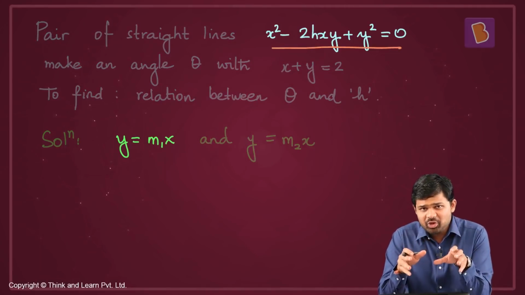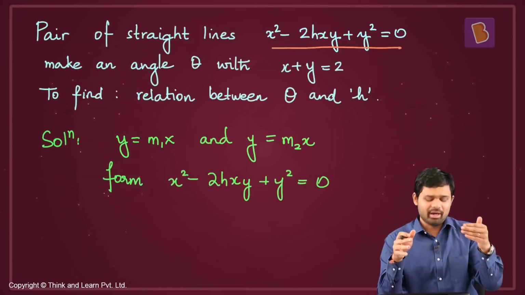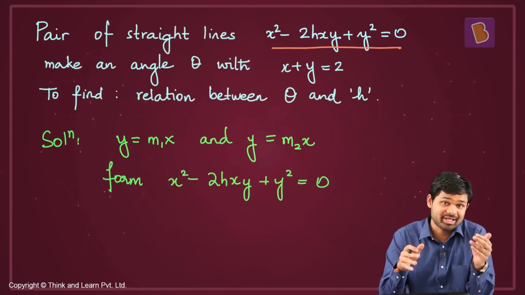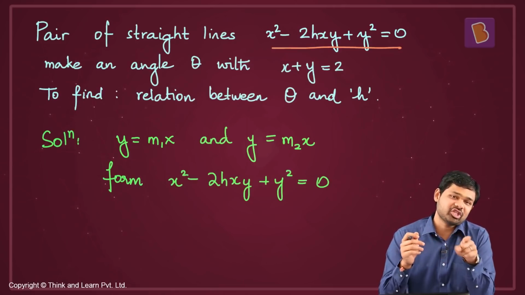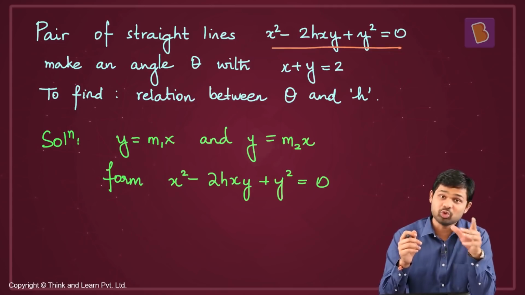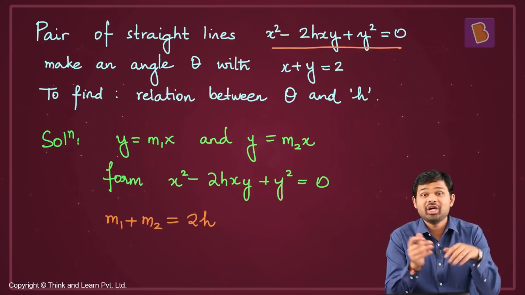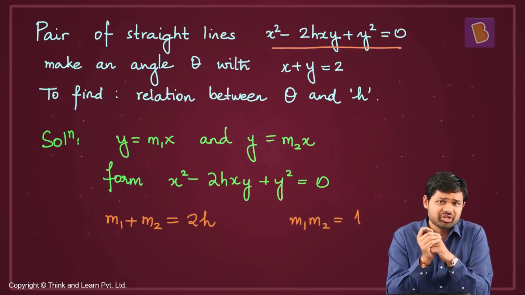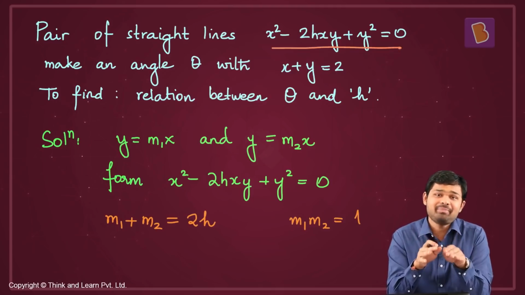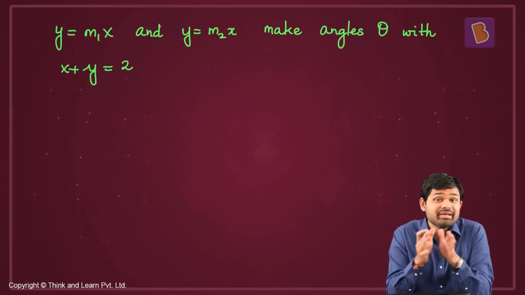So if y equal to m1x and y equal to m2x form the straight line x square minus 2hxy plus y square equal to 0, then if you multiply these two equations, you can actually find out a relation between m1, m2 and h. You will find out that m1 plus m2 equal to 2h and m1, m2 equal to 1. So that's a very interesting relation. We're going to keep that aside and play with it a little later. We will now move on and look at what is given to us.